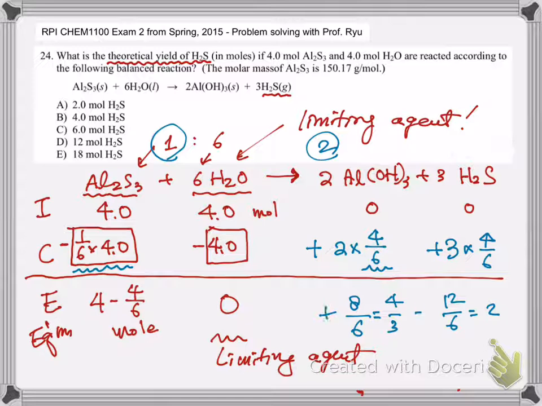So that is what's remaining at the end as a product. And the question is, how much H2S do you have left? That's 2 moles. So the answer for this one is A, which is 2.0 moles.